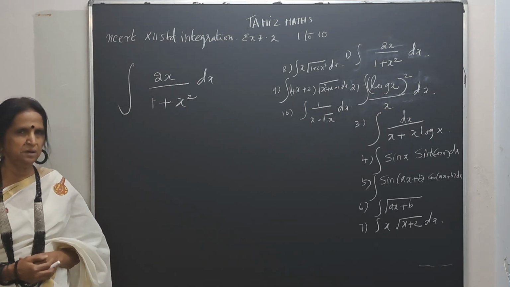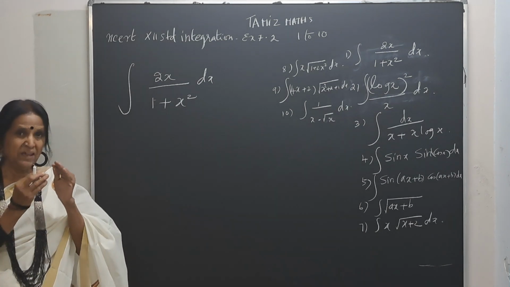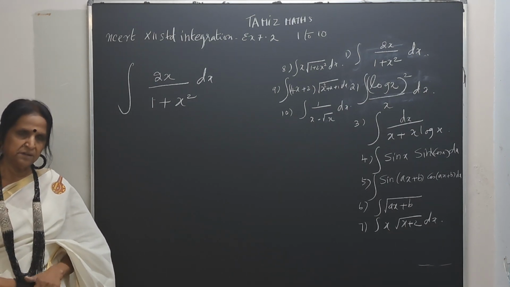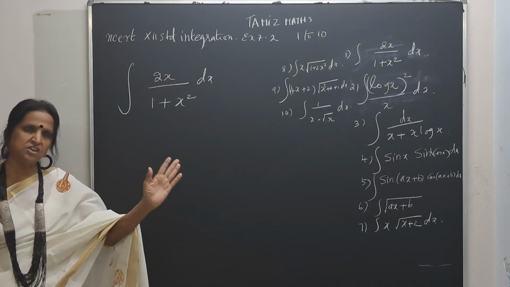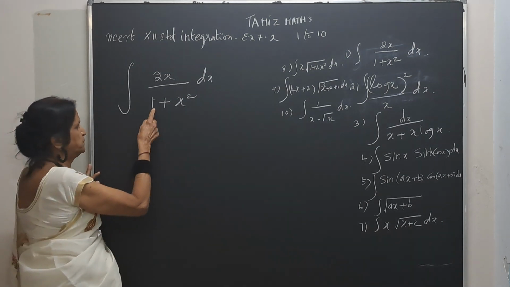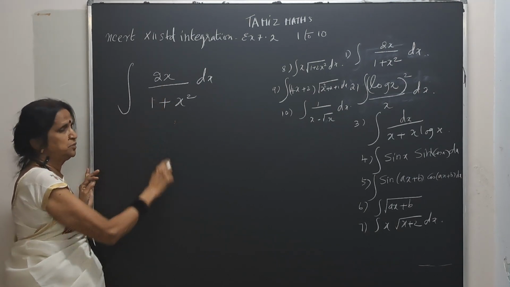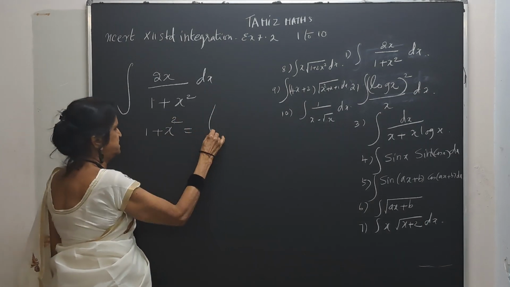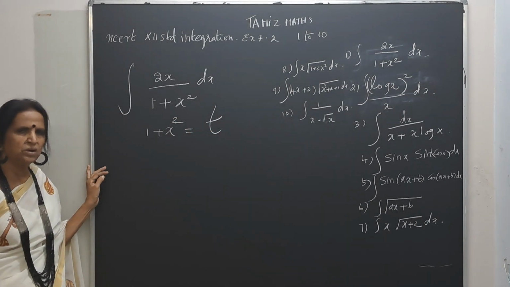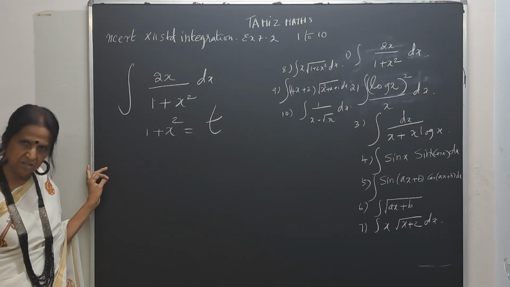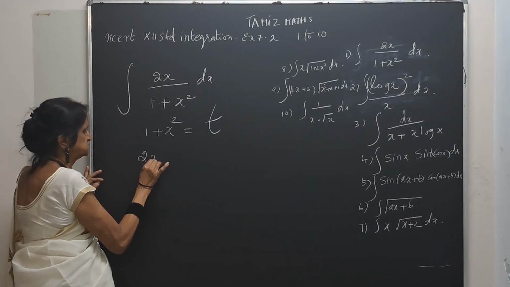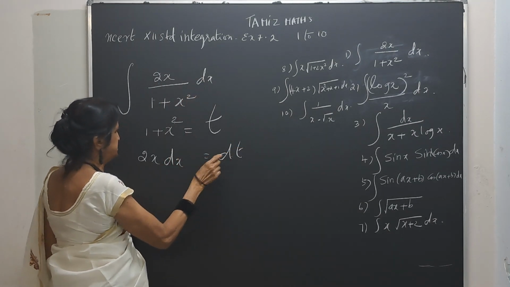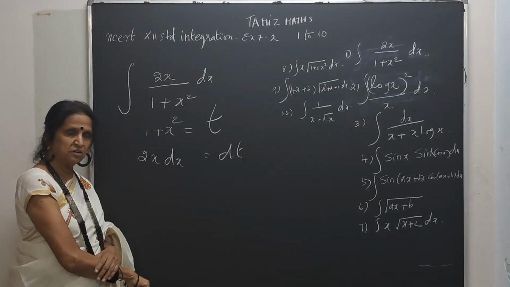These constants could be inserted. The variables, we are bothered only about the variables. Whether the numerator happens to be the derivative of the denominator. Now, 1 plus x squared, its derivative will be 2x. Put 1 plus x squared as t or y or k or whatever you like. Differentiate both sides. 2x dx is equal to dt.